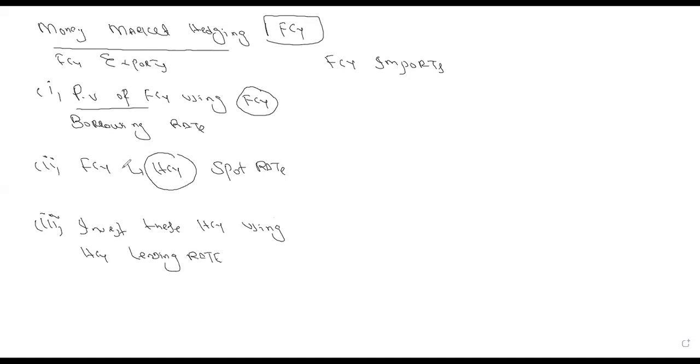And if the examiner asks you about foreign currency imports, then again the first step is the present value of foreign currency. But here remember, for the present value, you will use the foreign currency lending rate. This is the difference.